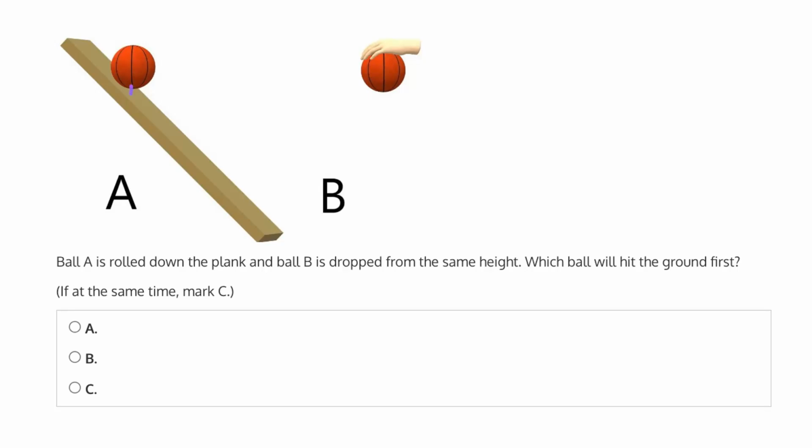And the force that's going to be responsible for bringing these balls to the ground is the force of gravity. So we can say that the weight of the balls is what's responsible for their motion downwards. Now, in B's case, there's no plank, which means the full magnitude of the gravitational force will be acting downwards. In A's case, we have something different.